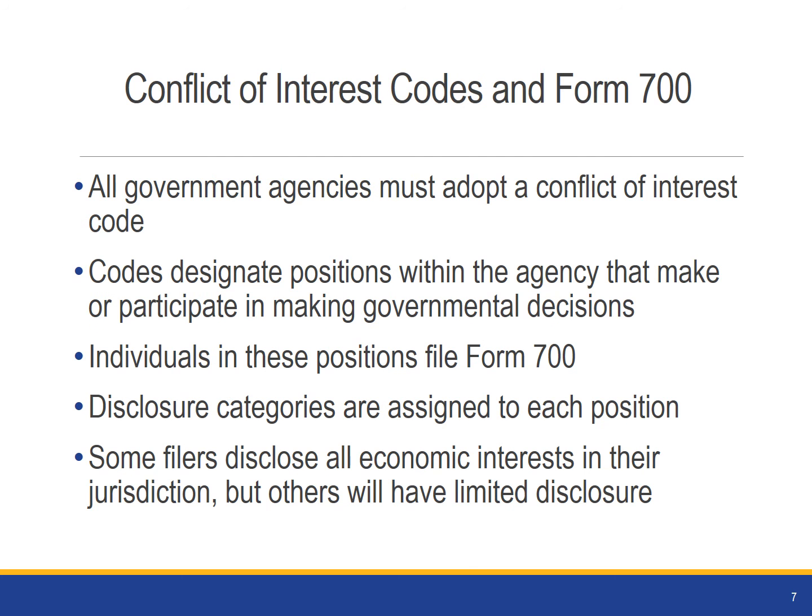It is important that filing officers understand the relationship between the Form 700 and their agency's conflict of interest code. All state and local government agencies must adopt a conflict of interest code. The code identifies positions within the agency that make or participate in making governmental decisions. Individuals in these positions must file the Form 700. The code also includes disclosure categories for each designated position.